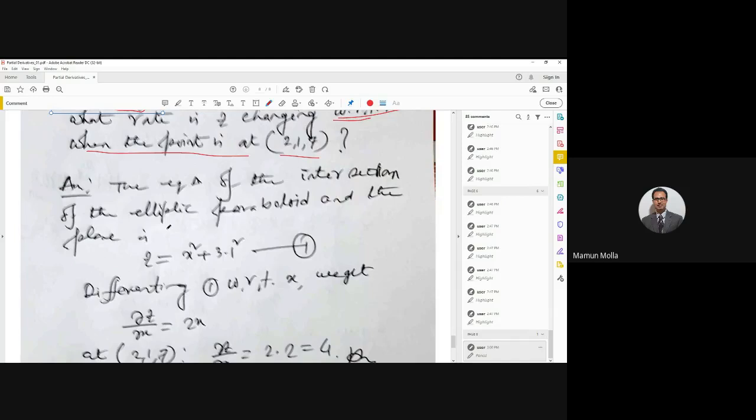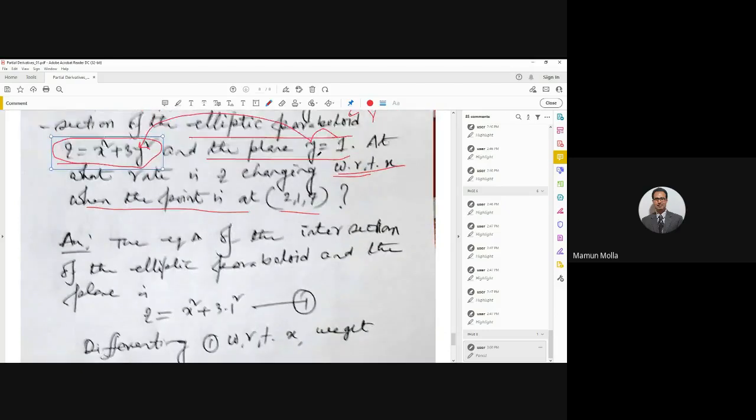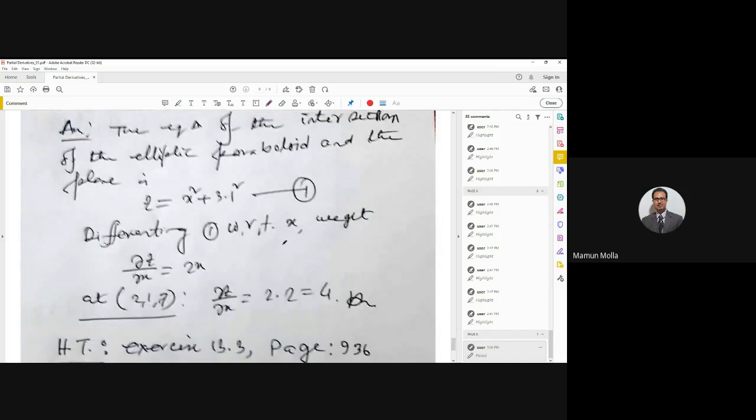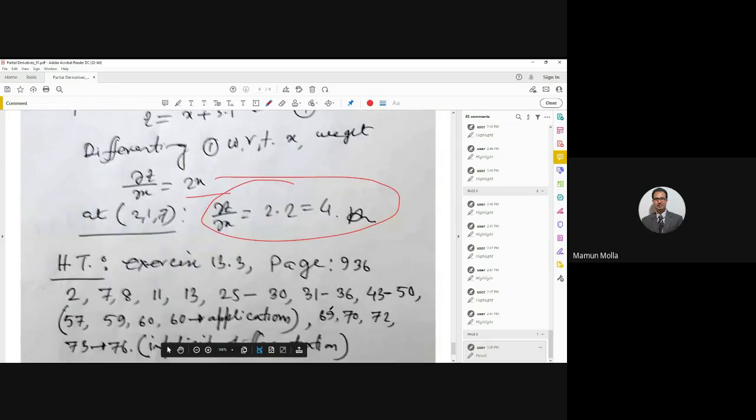The equation of the intersection of the elliptic paraboloid and the plane is z equal to x square plus 3y square. The value of y is given, y equal to 1. So differentiating with respect to x, clearly mentioned with respect to x, del z del x equal to twice x. This is the rate of change of the surface with respect to x. At which point? (2, 1, 7). I'm plugging in the point, we are getting 4. This is the result. There is nothing very complicated, there are 4-5 such problems here.